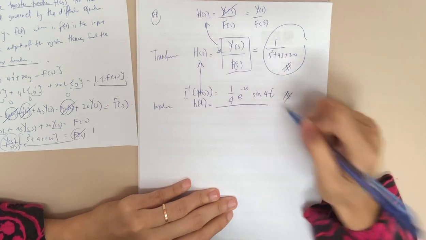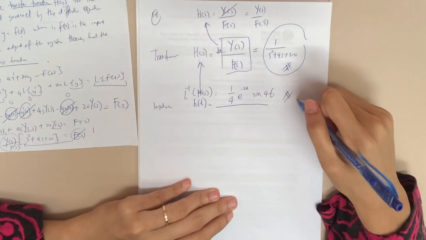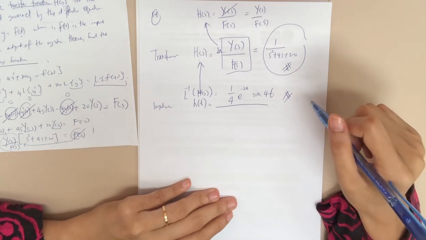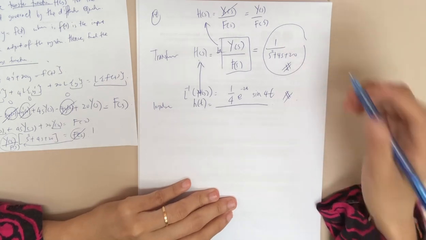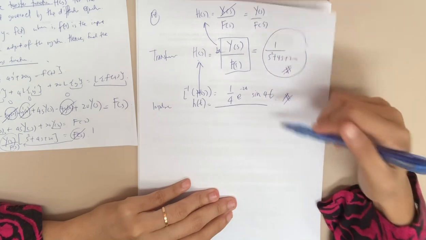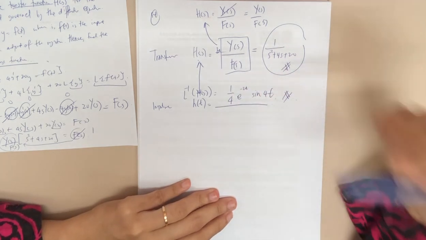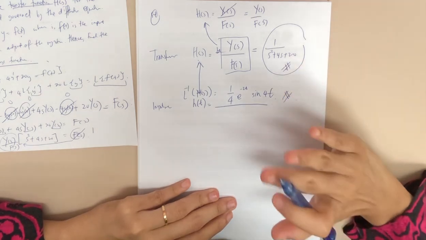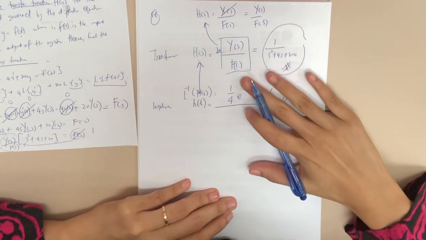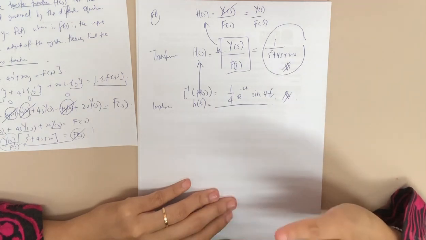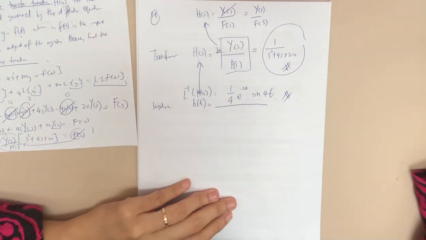I hope that you can try by yourself. Don't just simply accept it, because maybe some questions have a trick. If you can't get the answer like mine, you can check with me later, but I hope that you can do it by yourself first. So that's about the transfer function and also the impulse response function. You can do it in your tutorial.